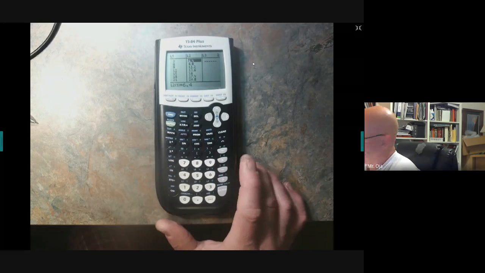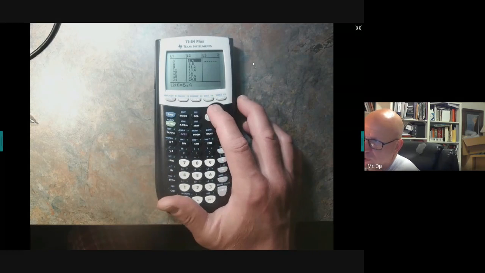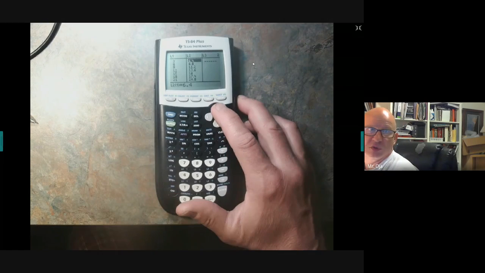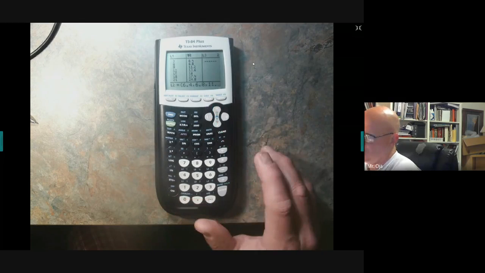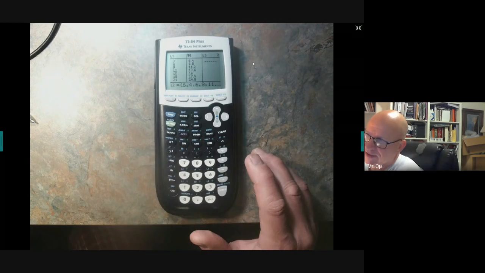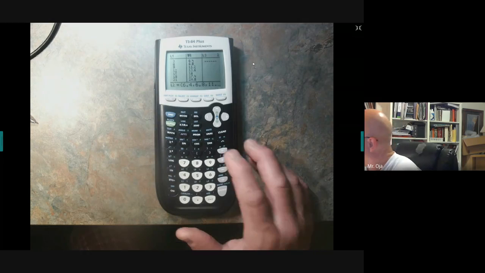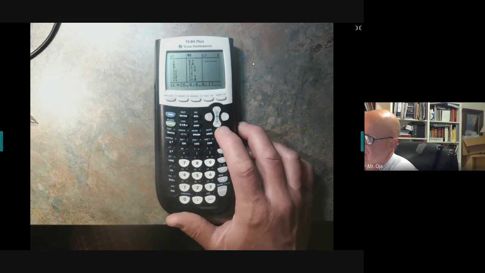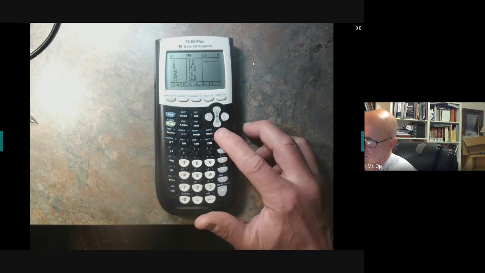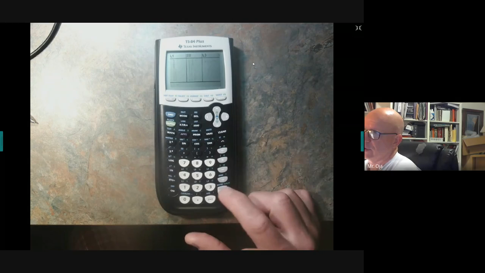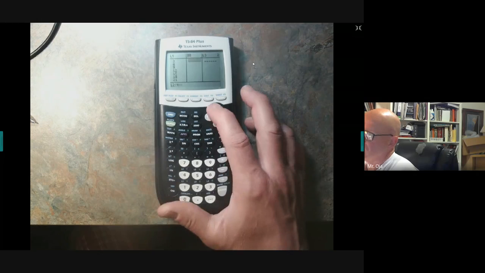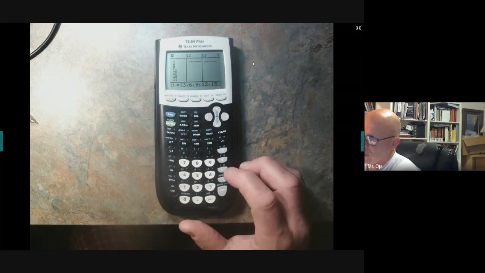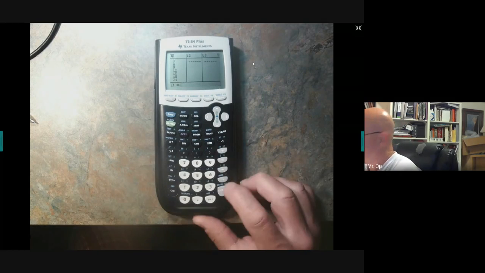Now, if it's already got information there, here's how you clear it. We're going to use columns L1 and L2. To clear those out, you go up to the top. Don't hit delete. If you hit delete, it completely gets rid of that column. You want to hit clear, not delete. Clear, enter, and it clears out all the numbers in that column. So I'm going to go up to column L1 and hit clear, enter.